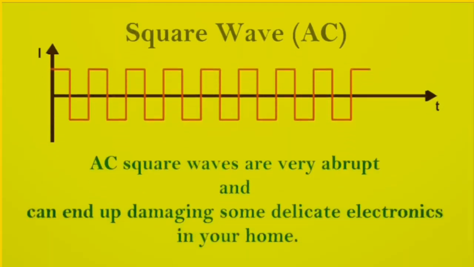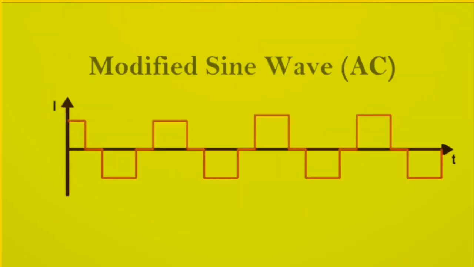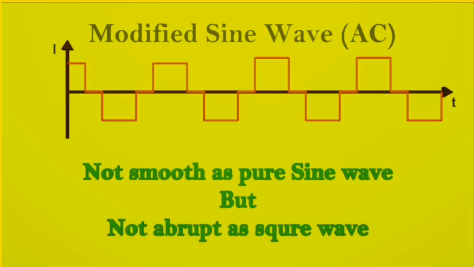AC square waves are very abrupt and can end up damaging some delicate electronics in your home. To solve this, manufacturers invented rectification devices that modify the wave, creating what is known as a modified sine wave. As the name suggests, a modified sine wave is not really a true sine wave at all. It is simply a stepped wave, like this. While a modified sine wave is better than a square wave, it is still not a pure sine wave, which is required to power certain delicate electronics.